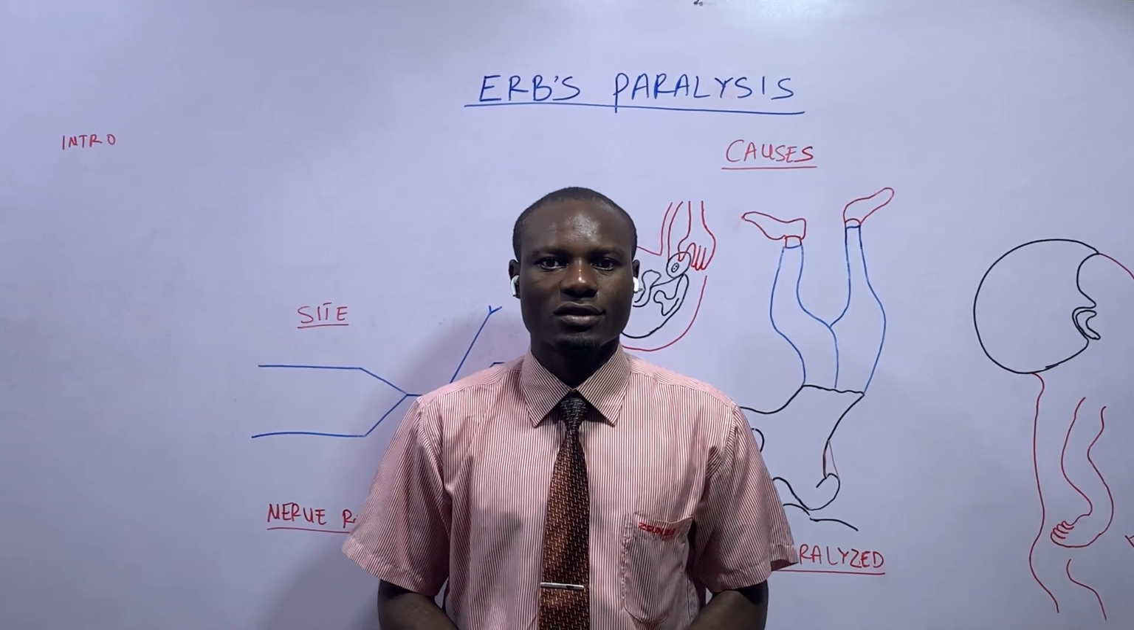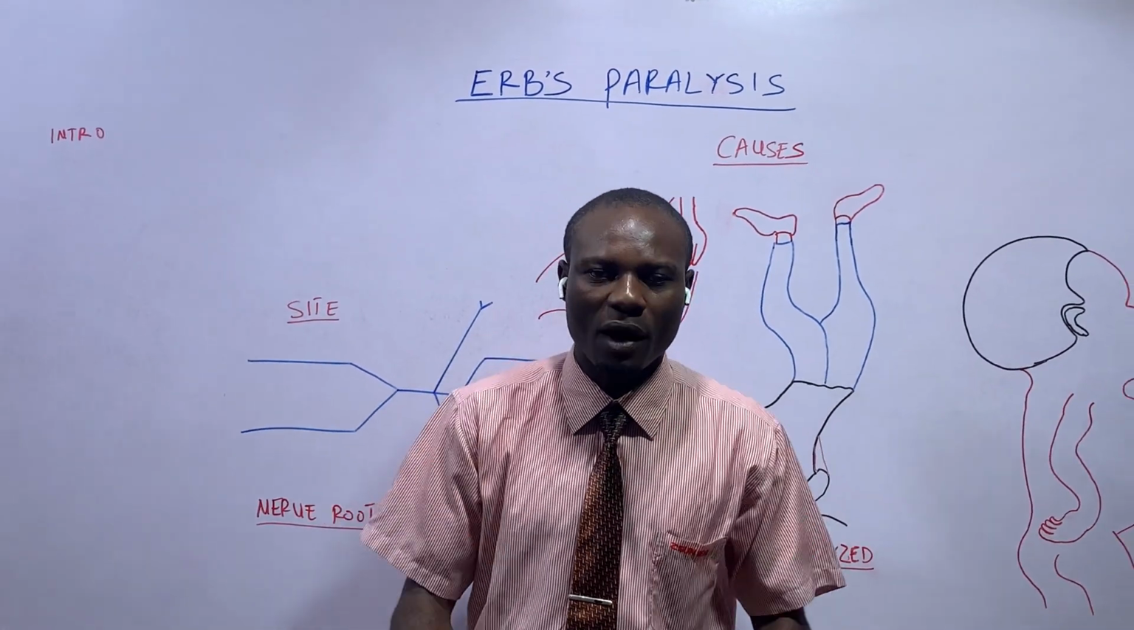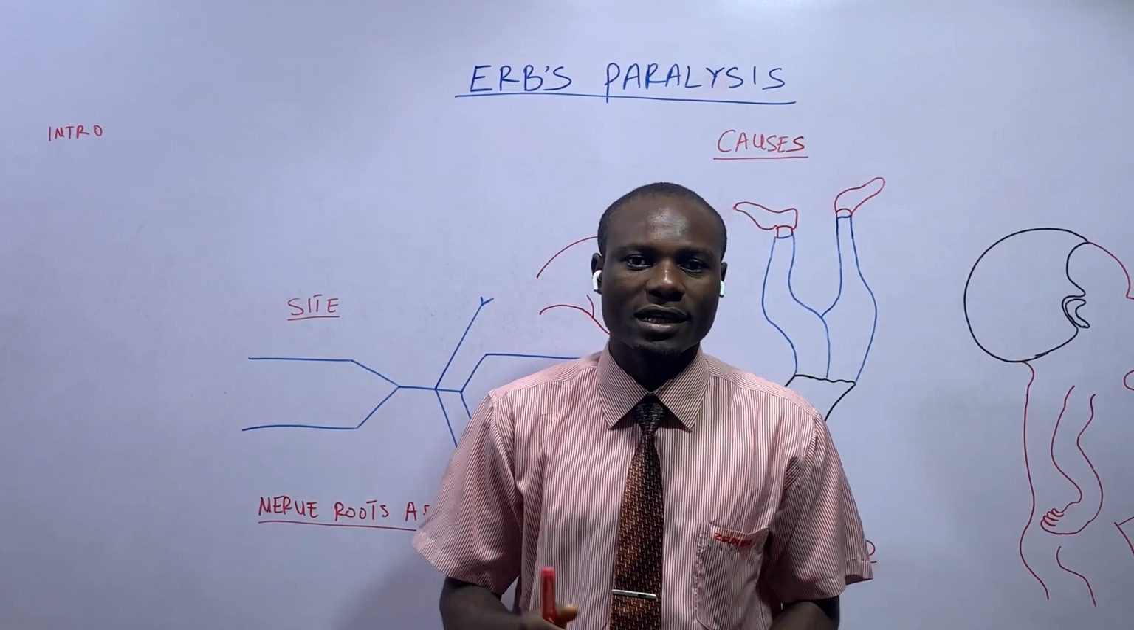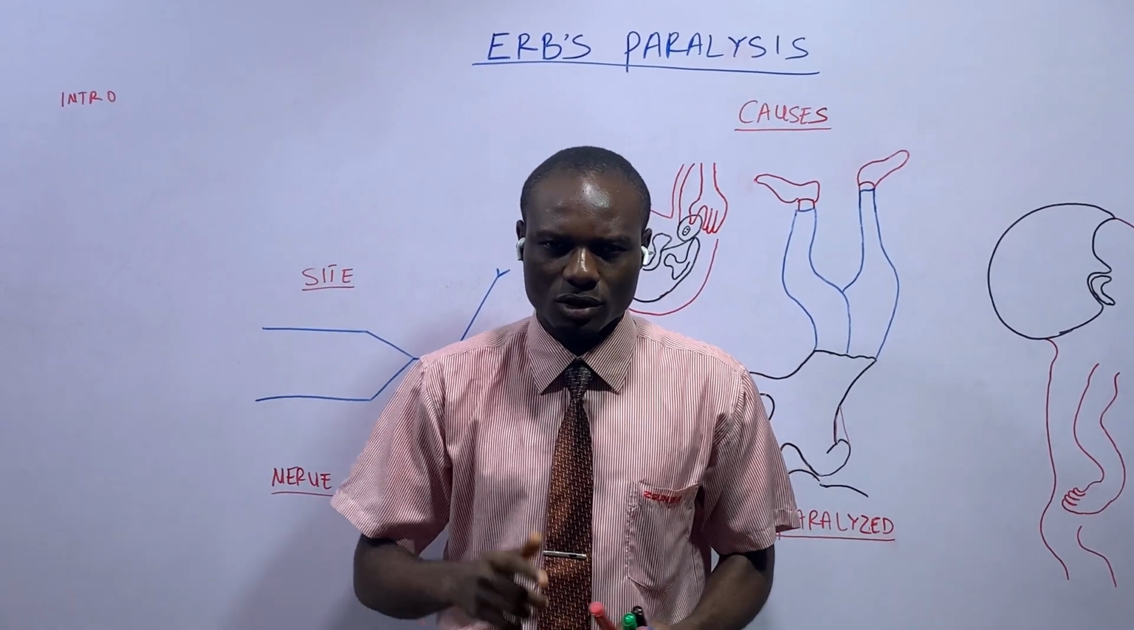So hi, my scholars. In today's video, we shall be looking at Erb's paralysis. Erb's paralysis is one of those clinical correlates pointed out in the video on the brachial plexus. So let's look into that.